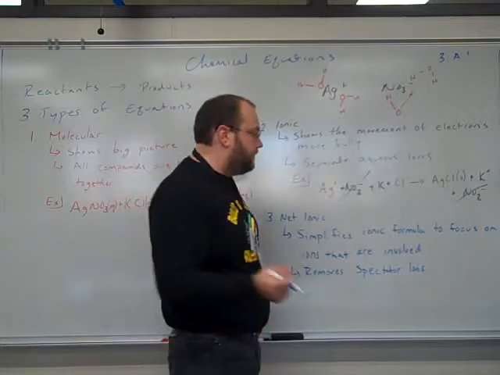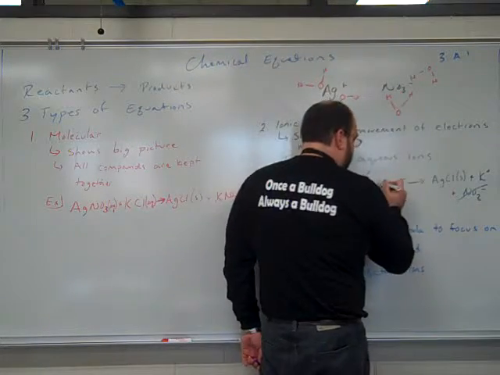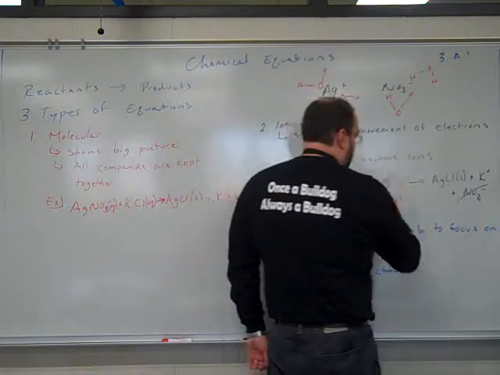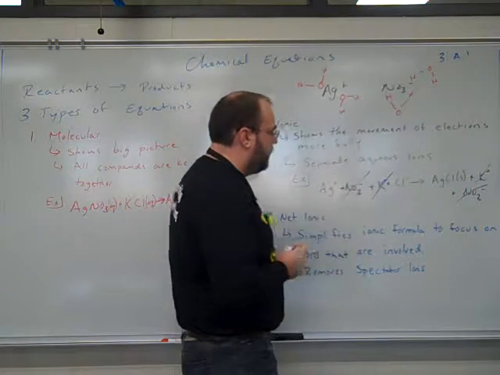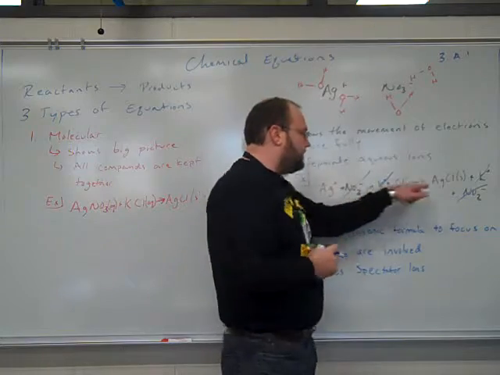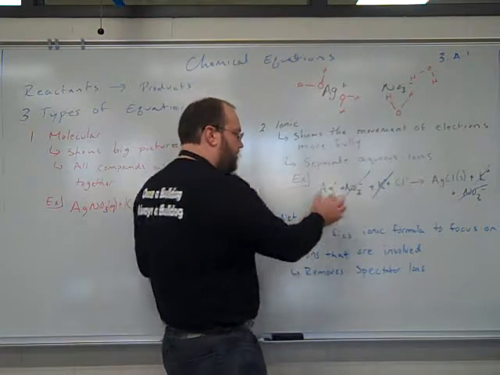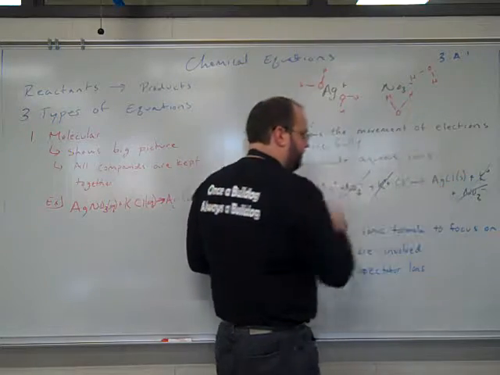They didn't change. I have a K here, it's supposed to be a K plus. I have a K plus here and a K plus here. Same thing before and after. I remove them, they didn't change. Notice what's left is Ag plus. I don't have an Ag plus on the other side. I have an AgCl. This is not the same as this.